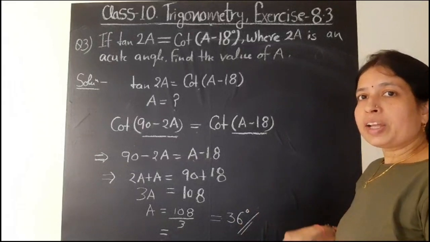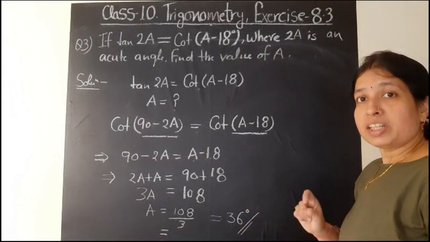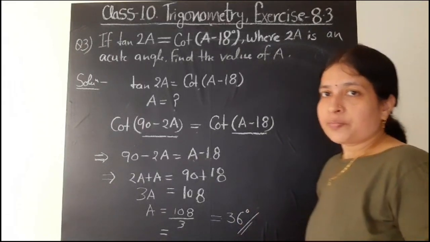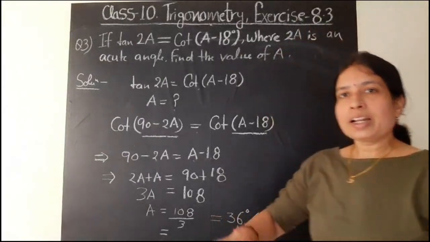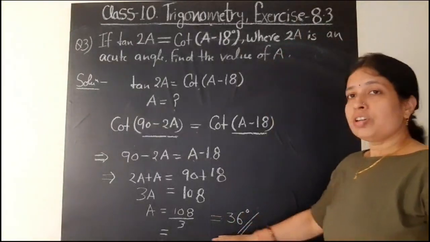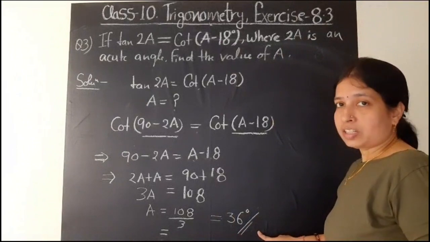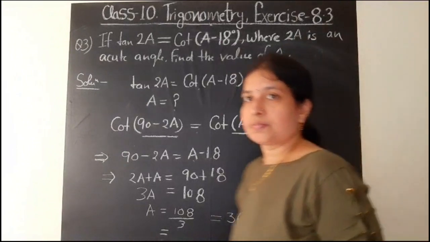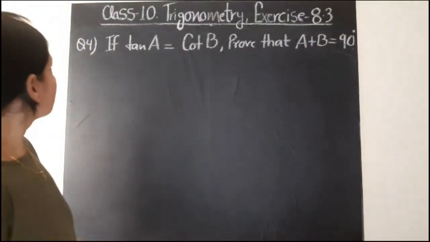That is also an acute angle because 72 degrees is less than 90 degrees. So less than 90 degrees, all angles are acute angles. So A will be 36 degrees. This is your answer. So let us see our question number 4.